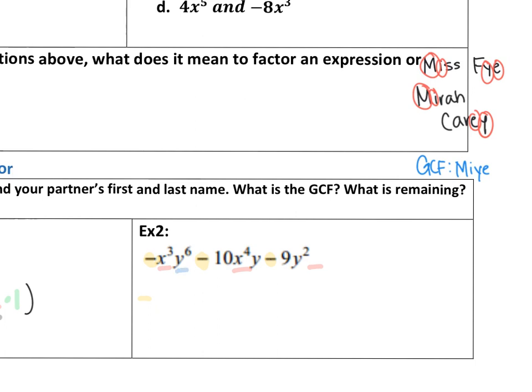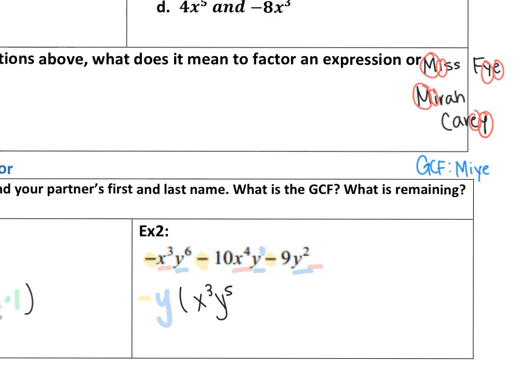And the last thing I'm looking at is my y's. Okay, this one's only 1y. The most y's I could take out of any of these is 1y, so a negative y is what's going to be my GCF. And I'm going to basically go through and take that negative y out of each one of these. So negative y out of that is going to leave me with x3y to the fifth.